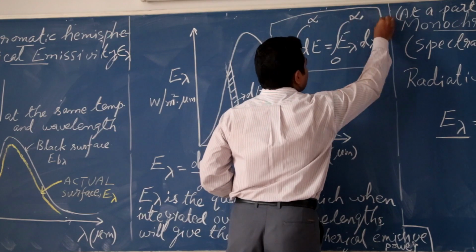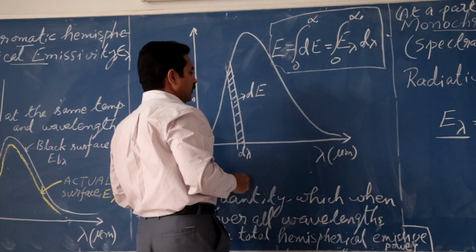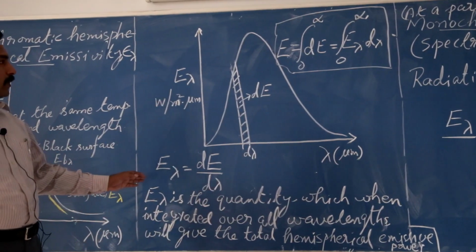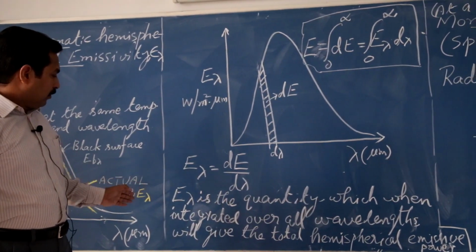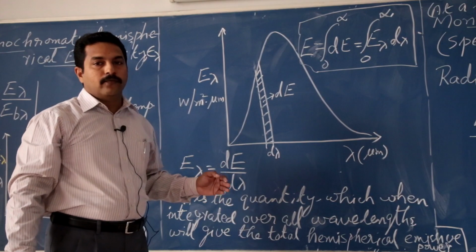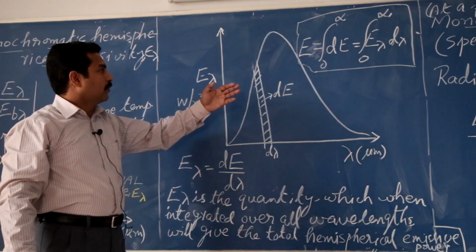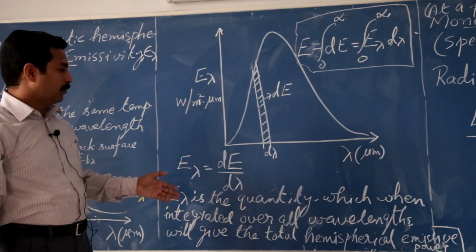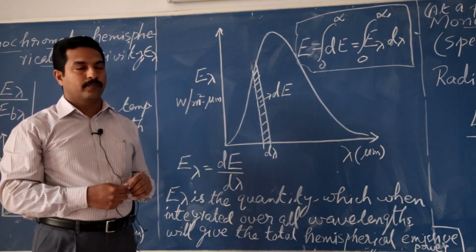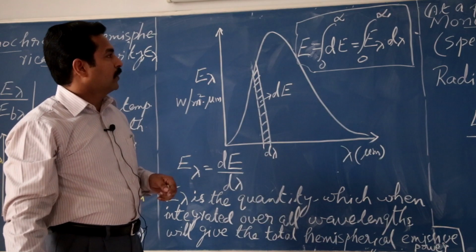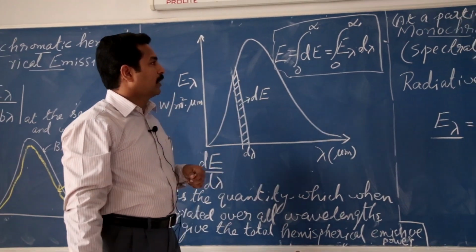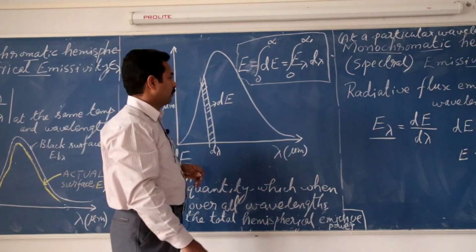So I think the idea is clear. Spectral hemispherical emissive power, when integrated over all the wavelengths, that is 0 to infinity, gives the total hemispherical emissive power. So this is the monochromatic hemispherical emissive power of a real surface, E lambda.